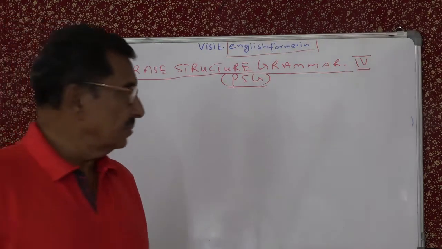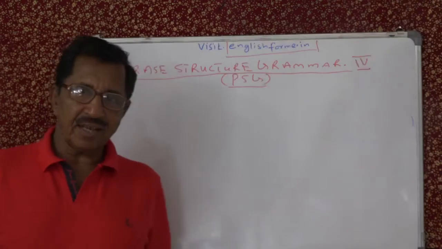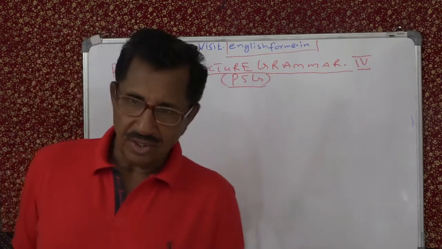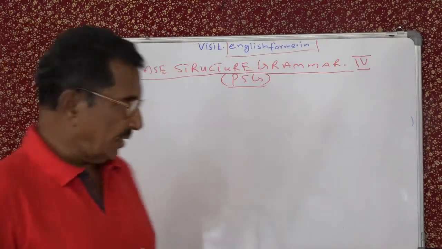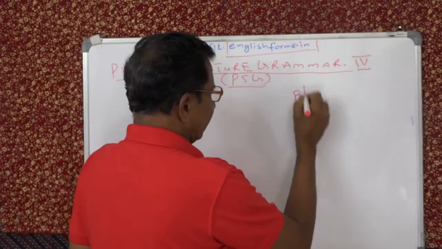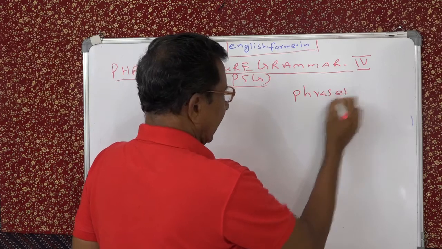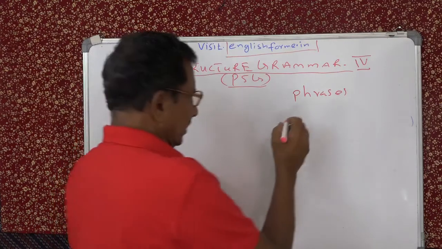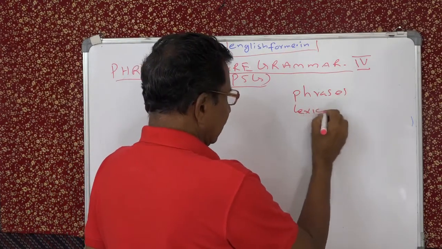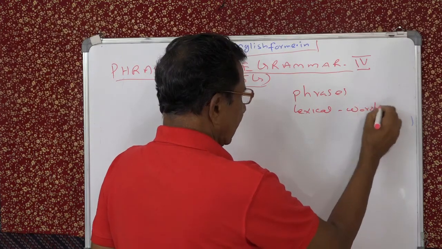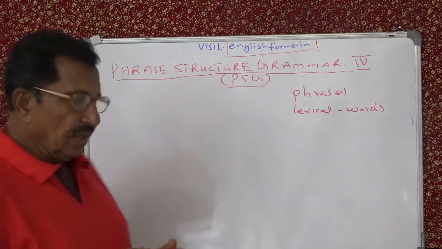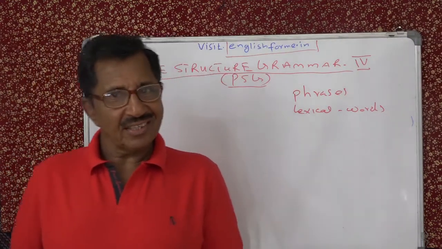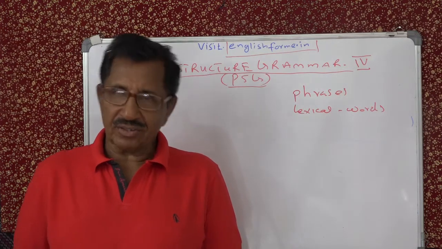Hello friends. So PSG, the phrase structure grammar. As you have seen, there are two categories. One is the syntactic category, or in simple words, phrases. Phrases are syntactic because they have to do with syntax. And lexical means words. Among phrases we have noun phrase, verb phrase, adjective phrase, adverb phrase, prepositional phrase, and auxiliary.